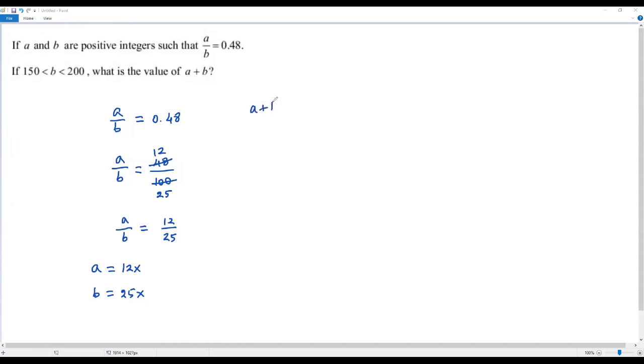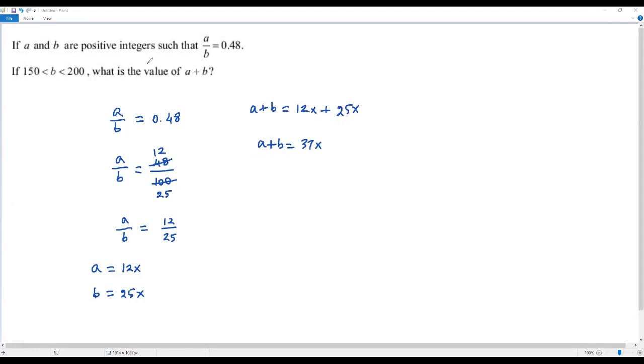Actually, our aim is to get the value of the expression A plus B. Let me write it over here. We have the value of A in terms of x, that is 12x. We can plug in 12x for A, and we can plug in 25x for B. Then A plus B equals, when I add 12x and 25x, 37x. Here I got the value of the expression A plus B in terms of x, that is 37x. Once I get the value of the unknown x, I can plug it in and multiply by 37 to get the exact value of A plus B.